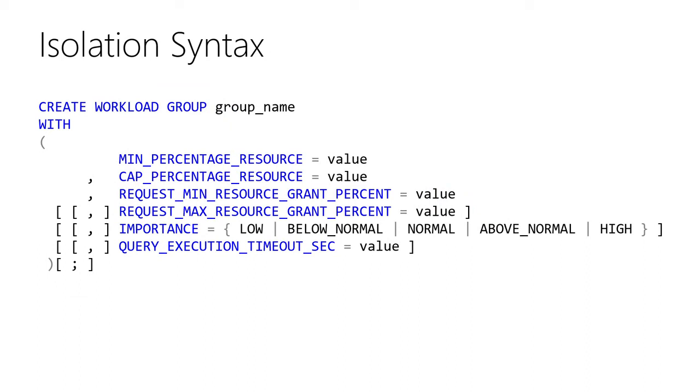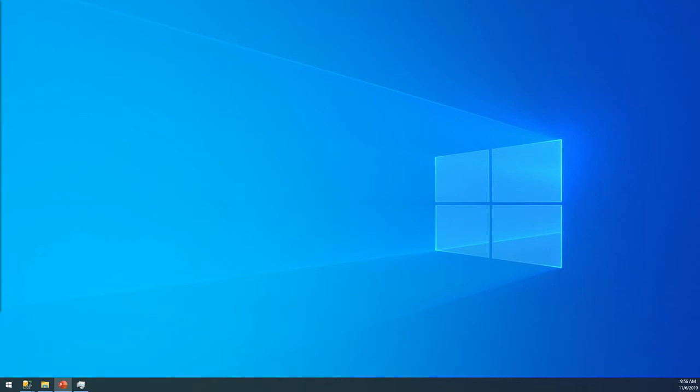All right, this is the isolation syntax. So it's create workload group. You have a min percentage resource and a cap percentage resource. That's the min amount of isolation. The cap percentage is the total that you could not exceed. And then you have request min and request max resource grant percent. That's the amount of resources that you're allocating per request. You can set a default importance level, and then you have the query execution timeout in seconds value there. So that's isolation. Let's take a look at a quick demo here.